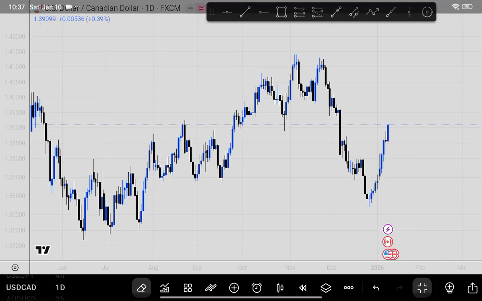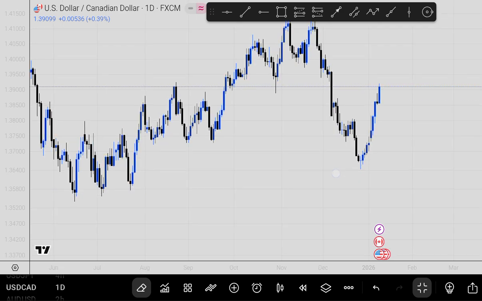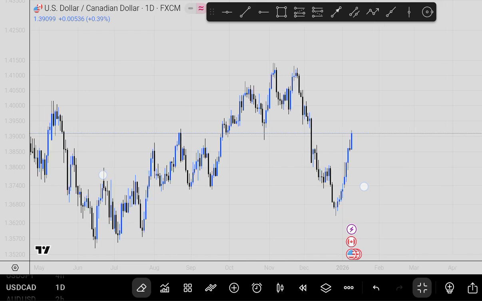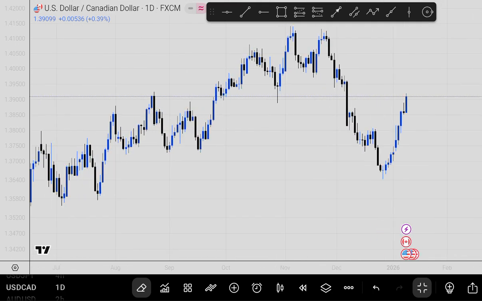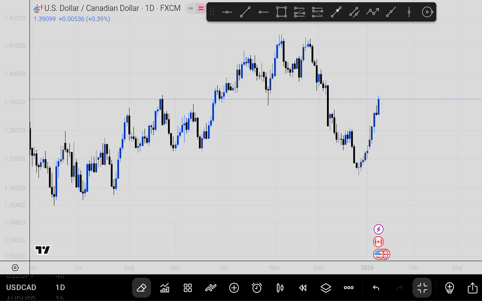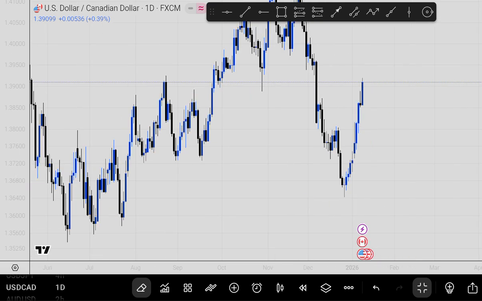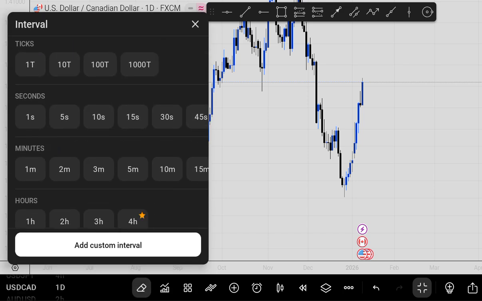We are still on Malaysian support and resistance strategy. This is part two of our Malaysian support and resistance strategy. So this is how you trade your support and resistance strategy as an advanced trader.